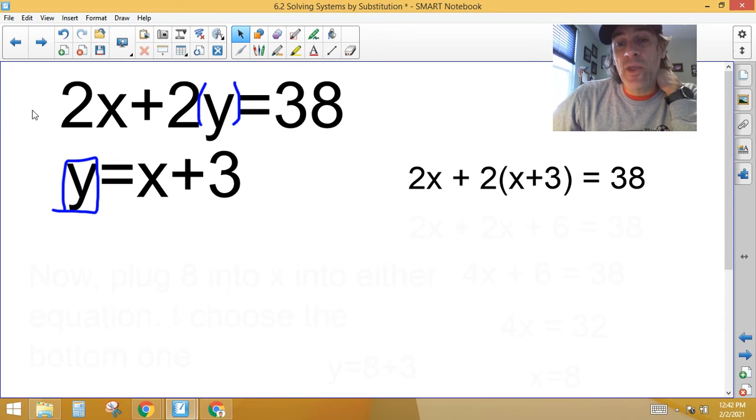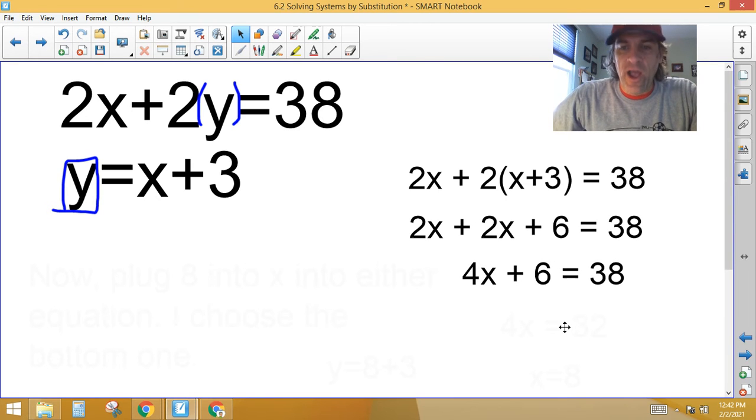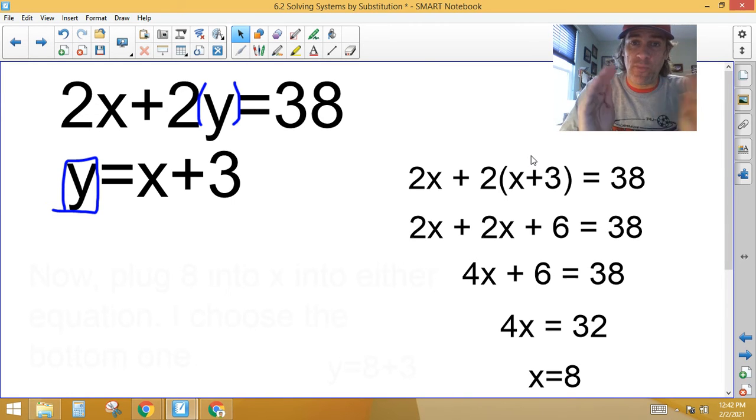I'm rewriting the top equation, 2x plus 2y, but instead of y, I plugged in x plus 3, and that equals 38. And now I'm going to distribute to simplify: 2x plus 6 equals 38. I'm then going to combine my like terms. I'm going to subtract 6. I'm going to divide by 4, and I get my answer for x. I'm not done because my solution is an ordered pair, but my x is equal to 8.